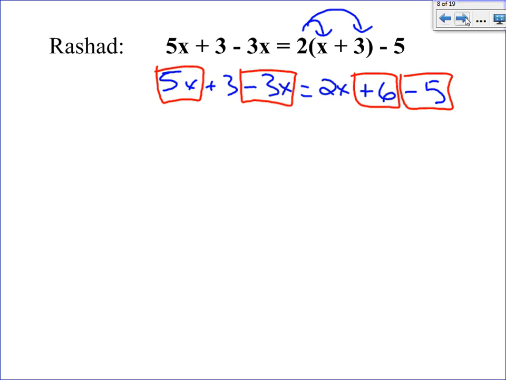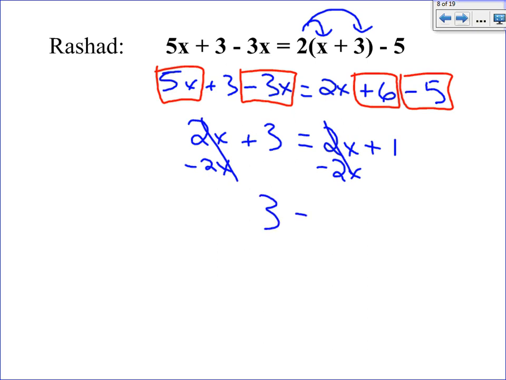You can combine like terms when they're on the same side of the equal sign. You do not need to be thinking inverse operation when they're on the same side of the equal sign. 5x minus 3x gives me 2x. Drop down the plus 3 equals, drop down the 2x. 6 minus 5 is just positive 1. 2x plus 3 equals 2x plus 1. Subtract 2x from both sides. 3 equals 1. Well, that doesn't make any sense. 3 does not equal 1. Therefore, we have no solutions.